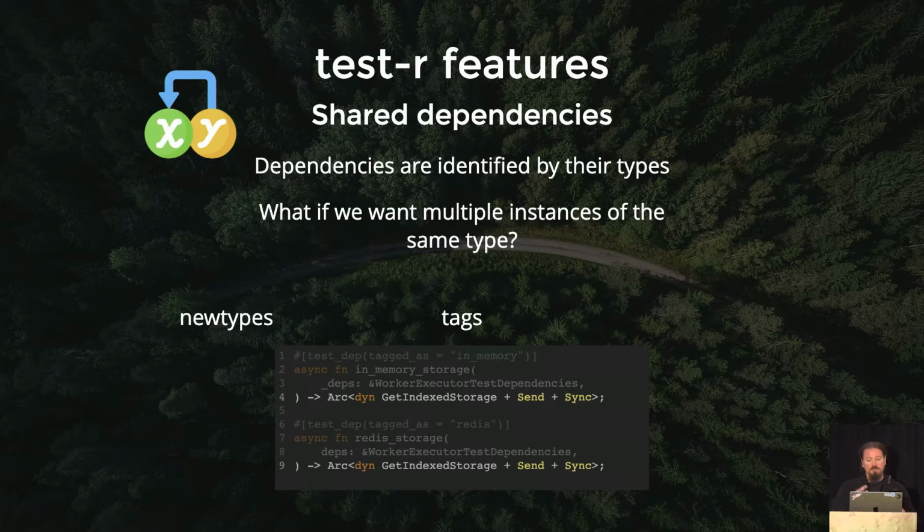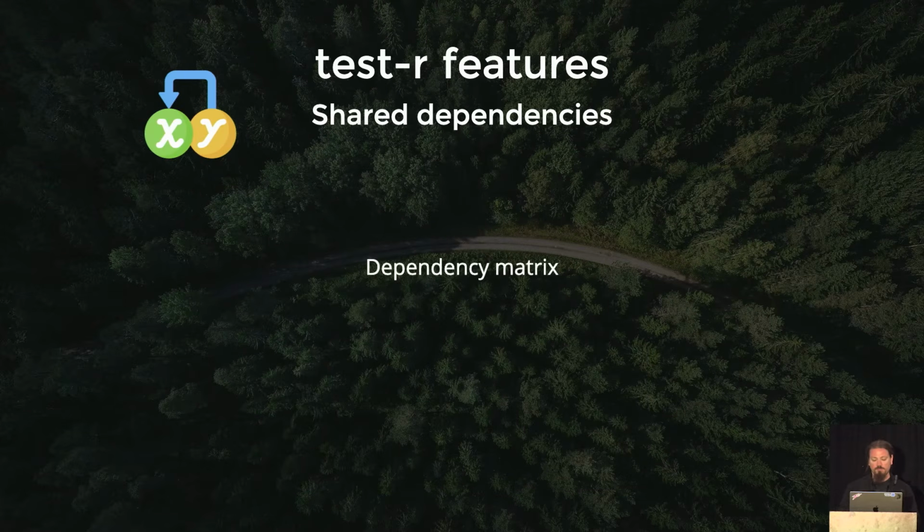So we can have two test constructors returning the same type, but tagged with a different string, and then we can select which one we want to inject to our tests. And this is just the basis for another feature, which is called the dependency matrix in testar.